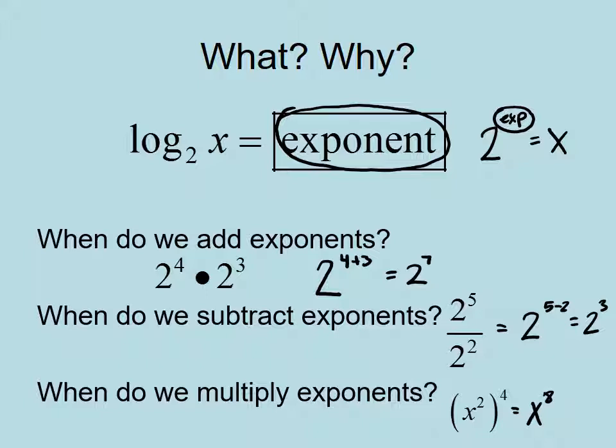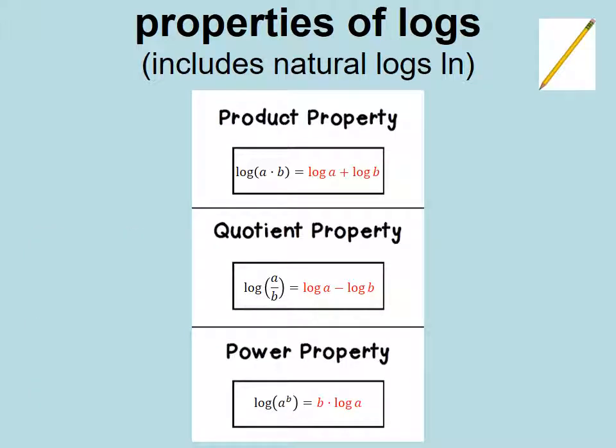If you know these rules well, the logarithm rules will be easy to follow along. You'll definitely want to have this down in your notes. The properties of logs, and it includes natural logs, meaning wherever I see the word log, I can replace it with ln, or natural log. So the first rule is our product property. For the product property, if you're multiplying two values within the log, you can expand it into separating them and changing it to addition.